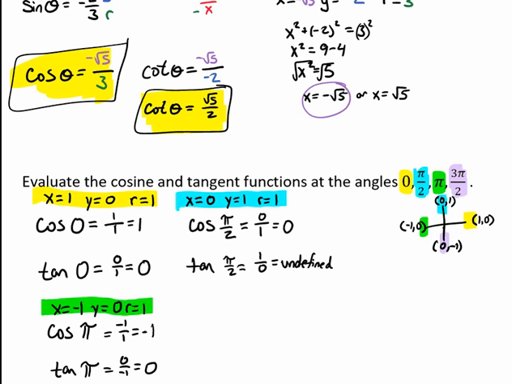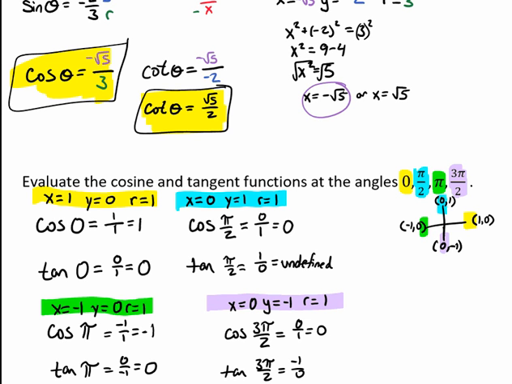Lastly, to find our cosine and tangent of 3 pi over 2, we're going to be using x equals 0, y equals -1, and r equals 1. So to find the cosine of 3 pi over 2, we're going to take the x over the r, or 0 over 1, which is 0. Then to find the tangent of 3 pi over 2, we're going to take our y over our x, which is -1 over 0, which is undefined. And so that's how to evaluate the cosine and tangent functions at the angles 0, pi over 2, pi, and 3 pi over 2.